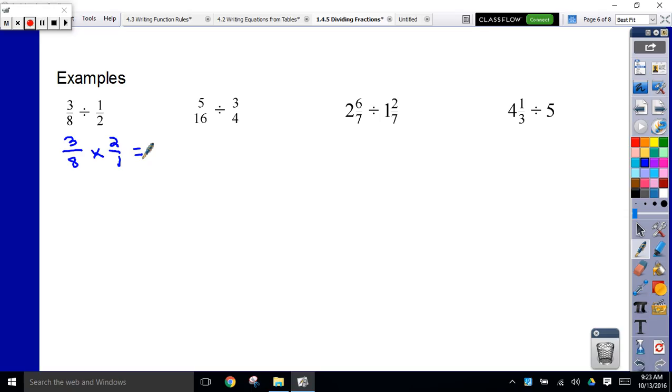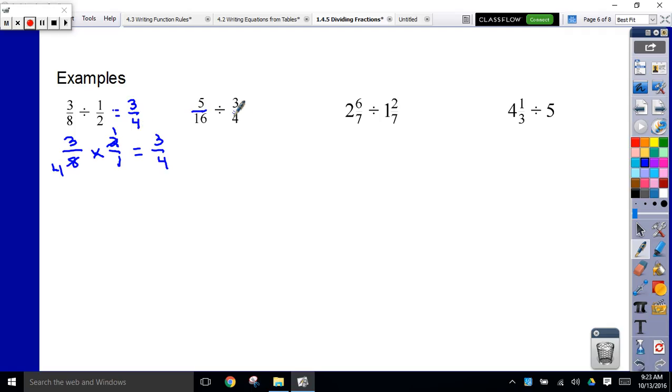All right, so let's finish doing this problem. We're looking for cross simplifying. 2 goes into itself once and into 8 4 times. 3 times 1 is 3. 4 times 1 is 4. So 3/8 divided by 1/2 is 3/4.